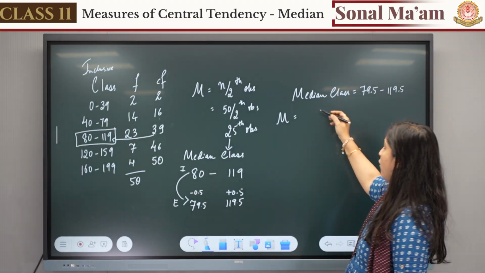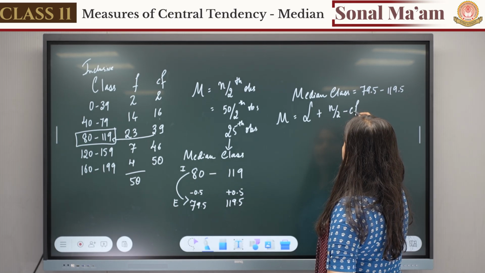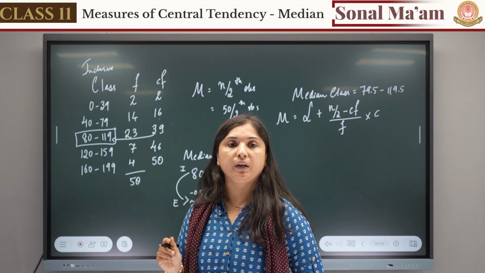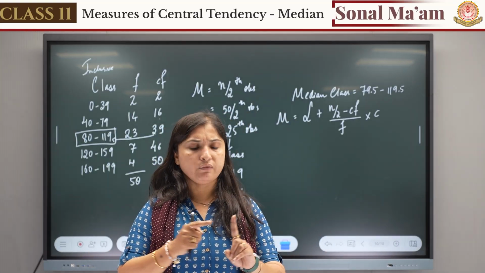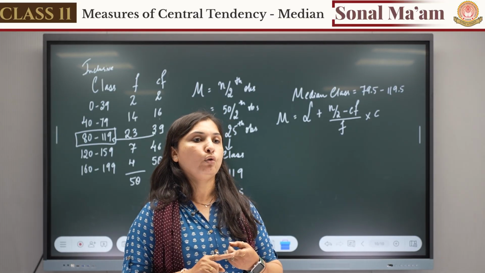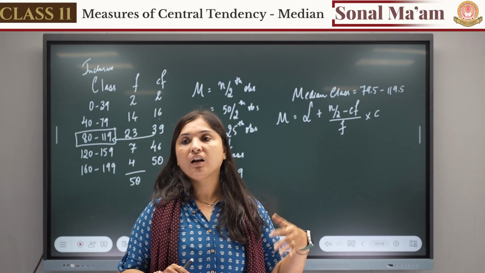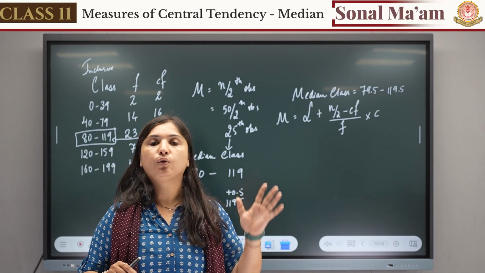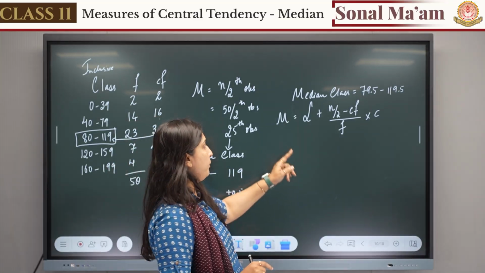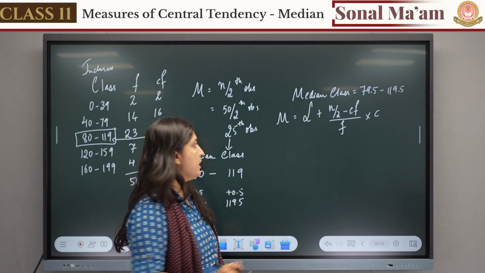What is my formula? My formula is L plus (N by 2 minus CF) upon F into C. This formula has to be remembered very thoroughly, because once you know the formula for median, only then will you be able to find quartile, decile, percentile. For further finding all of these, you have to be very crystal clear with the formula for the median.